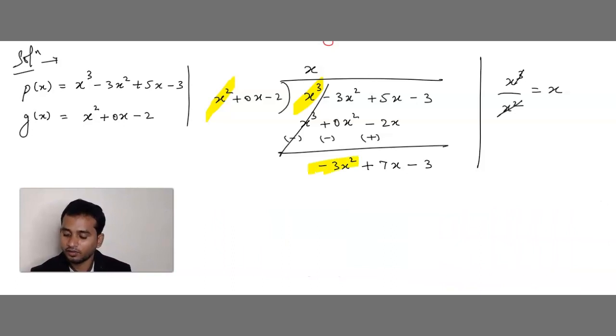So what is the first term? Minus 3x square. Write that minus 3x square as it is. And what is the first term outside? x square. This x square gets cancelled.